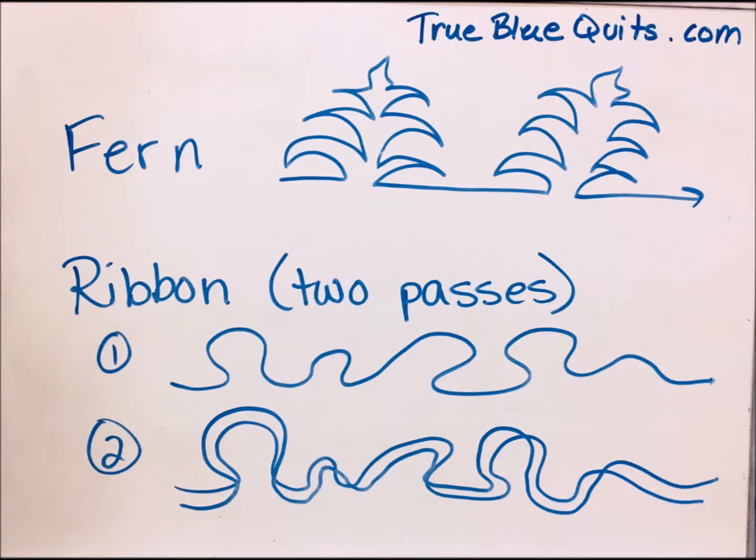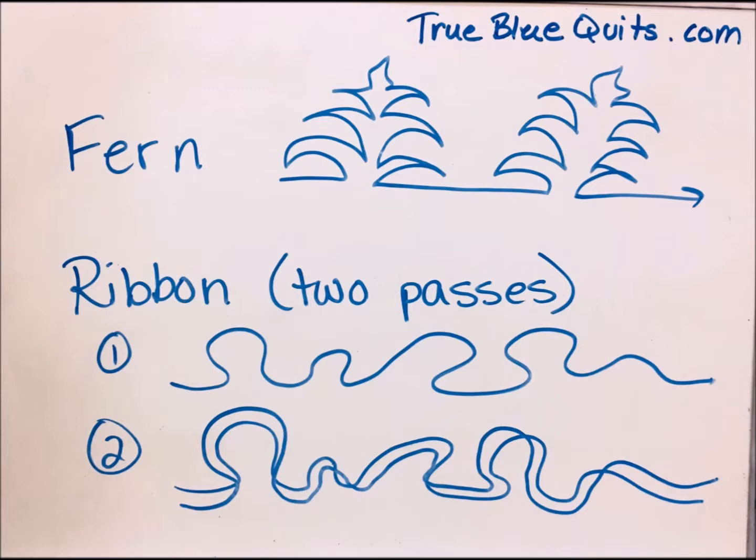The next design is a fern. I took the curved pointy aspect of the claw design and used it on both sides of that center line, a symmetrical tree type design that would fill the whole triangle. Then we moved on to the ribbon.